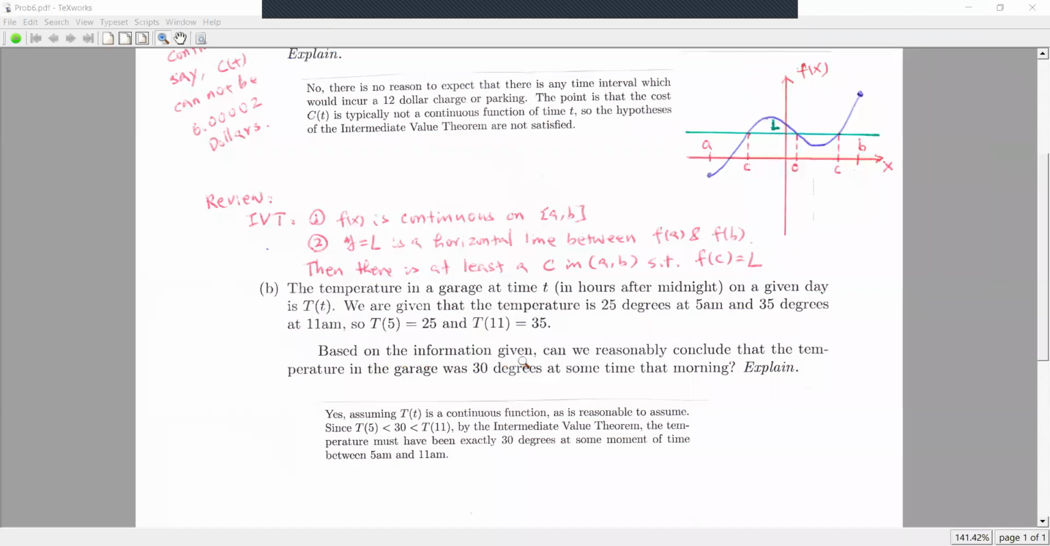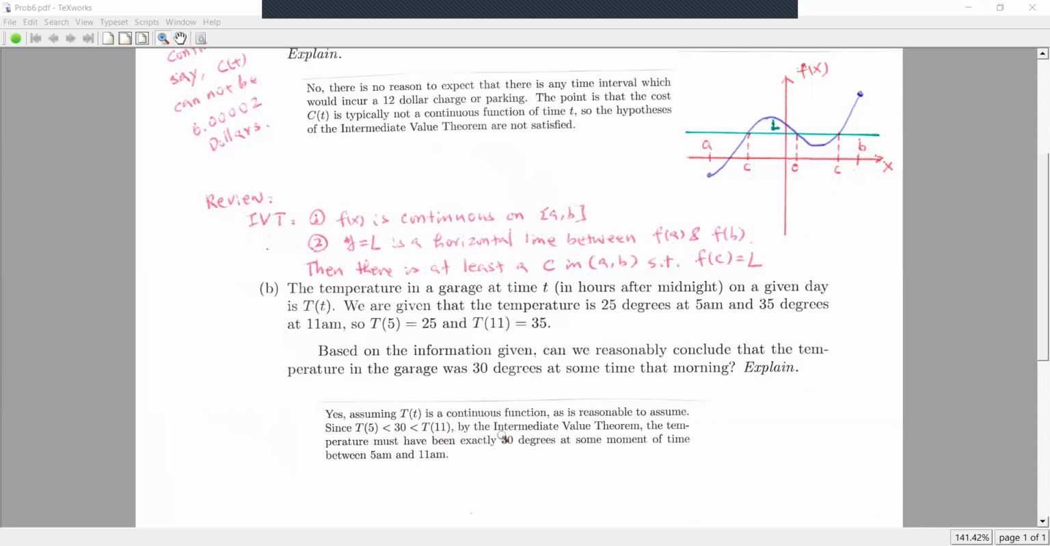Based on the information given, can we reasonably conclude that the temperature in the garage was 30 degrees at some time in the morning? Now, in the diagram, L is 30. The answer to the question is yes, because T, the temperature function, is a continuous function. On the other hand, the horizontal line 30 is between the function value at the left endpoint 5 and the function value at the right endpoint 11.